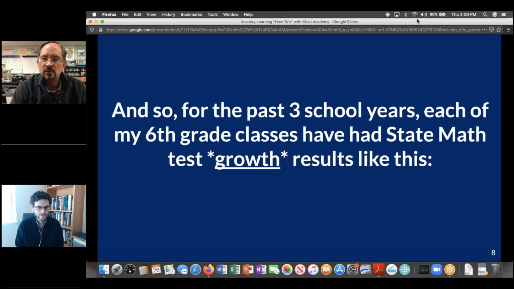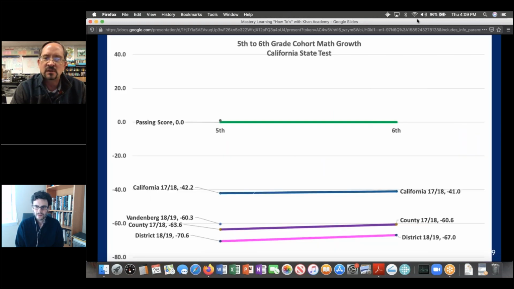So after 3 school years of doing this, each of the past 3 school years, my 6th graders have grown. Their results have looked like this. You see that little dot on the left, Vandenberg 18-19, 60 points below. If you look at California, I picked the best growth for California students, the largest educational market in the nation. The best growth of the last 3 years, cohort growth, they grew that year, 2017-18 school year, 1.2 points towards a passing score.